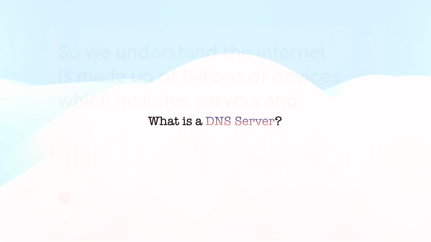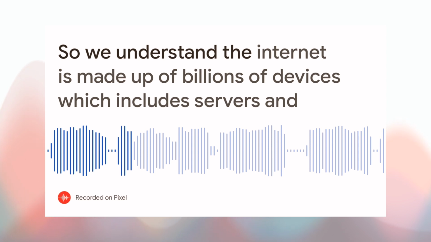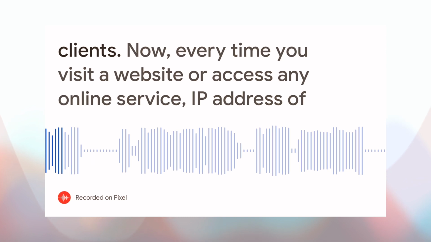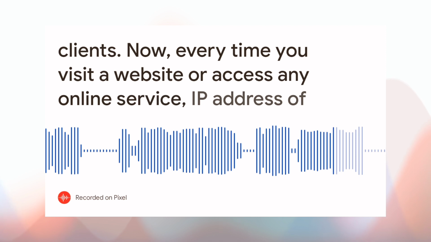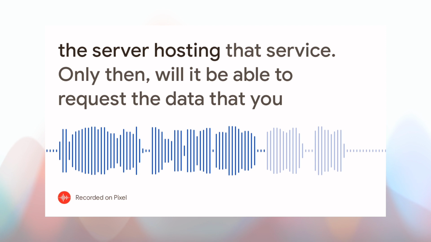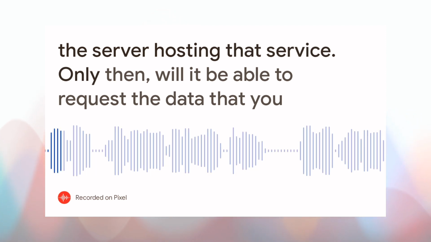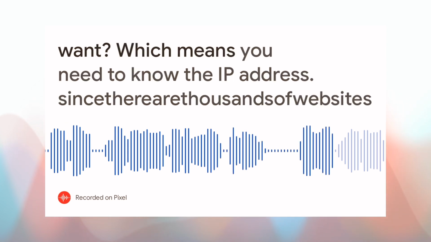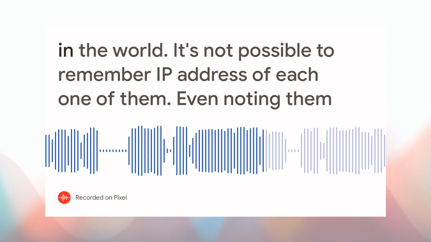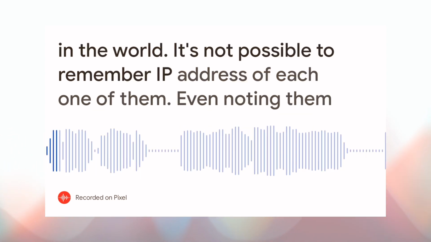So we understand that the internet is made up of billions of devices, which includes servers and clients. Now, every time you visit a website or access any online service, your device needs to find the correct IP address of the server hosting that service. Only then will it be able to request the data that you want, which means you need to know the IP address. But since there are thousands of websites in the world, it's not possible to remember the IP address of each one of them. Even noting them down doesn't seem like a feasible option.